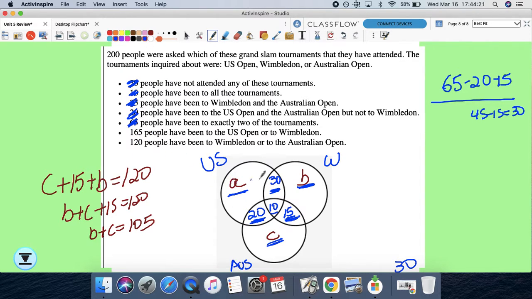I set up another equation. 165 have been to the US Open or Wimbledon. So that would be this one, and this one. Hang on a second. 120 people have been to Wimbledon or the Australian Open, but doesn't say only. So Wimbledon, hang on a second, let me just go. Wimbledon, Australian. So this group will definitely be to one of them. It's or. Okay, and this one. Oh shoot.